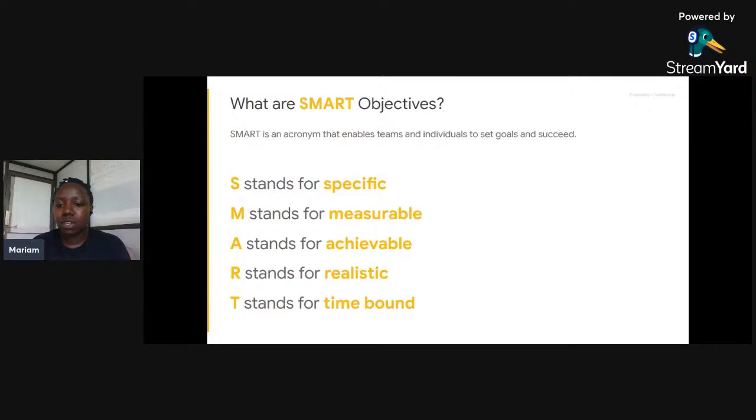The M stands for measurable. As you're creating that objective, please add, let's say you want to increase walk-ins to your customer by 30%, or by 15%, or by 10%. From measurable, make sure it's achievable.